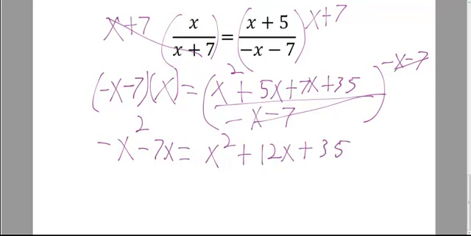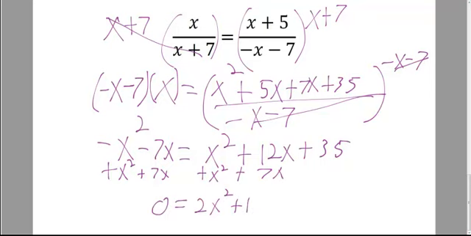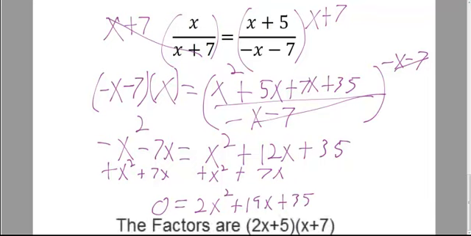Okay. Now from here what I'm going to do is make a quadratic. And I'm going to add x squared plus 7x on both sides. And that's going to give me 0 equals 2x squared plus 19x plus 35. Okay. Now from here you can either take the quadratic formula and find your answer, or you can factor it out. I don't think we have a factor here, so we'll do the quadratic.